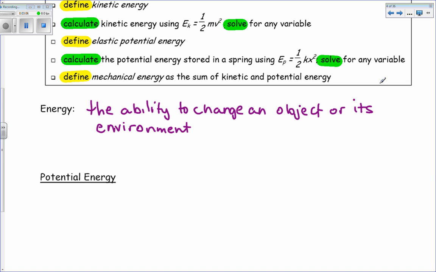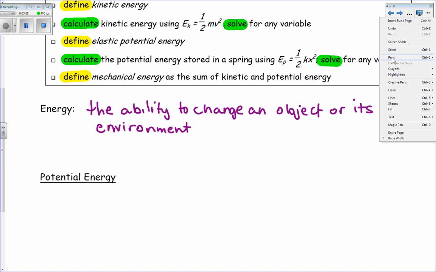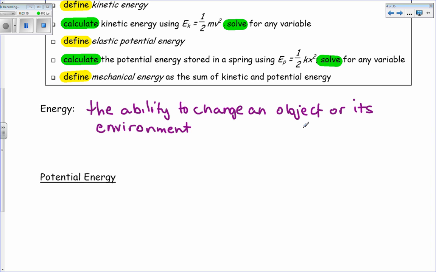When we talk about changing an object, we might mean things like changing the object's shape or the object's speed, things like that. Changing the object's environment, maybe we're changing the object's height, or its position.